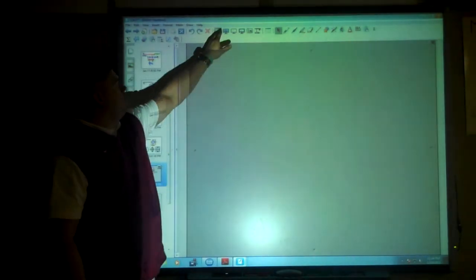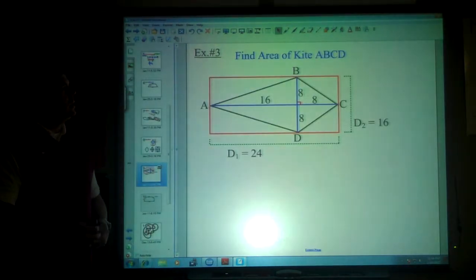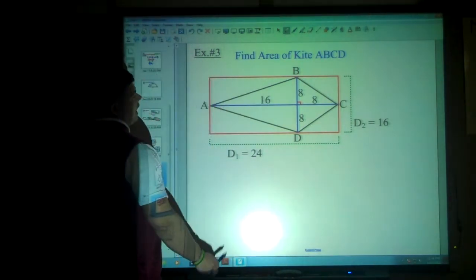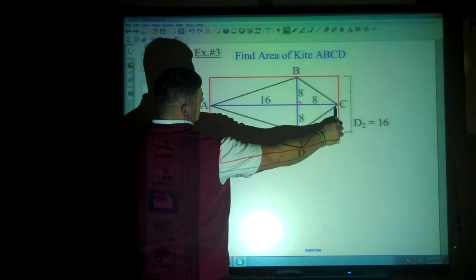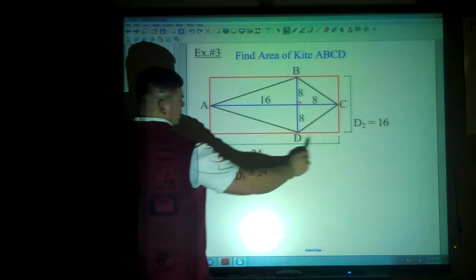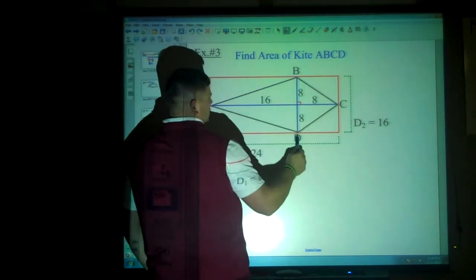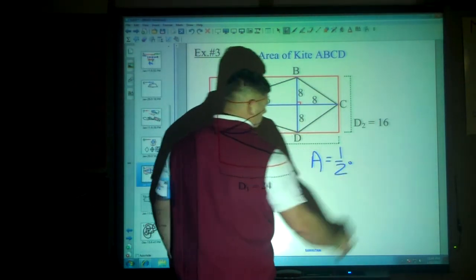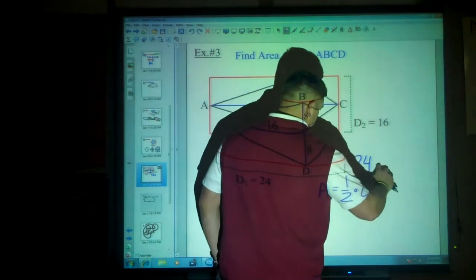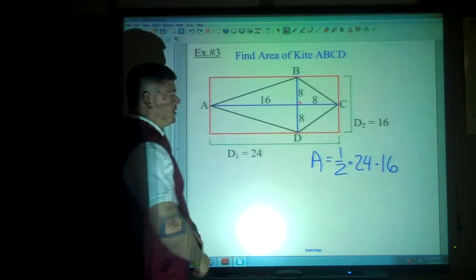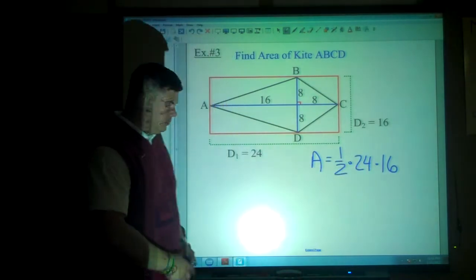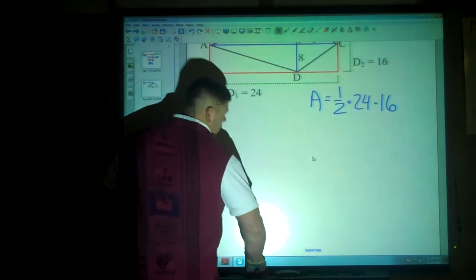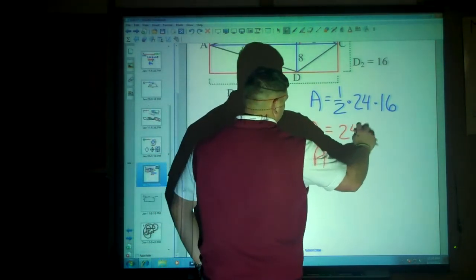So let's try it out on this problem. Find the area of the kite, ABCD. We know that this entire distance is 16 plus 8, which makes 24 for this distance. And we know that 8 and 8, which is the distance across, is 16. So we have area equals 1/2 times 24 times 16. It doesn't matter which half you multiply by. For me, I'm going to do this. And I'm going to say A is equal to 24 times 8.